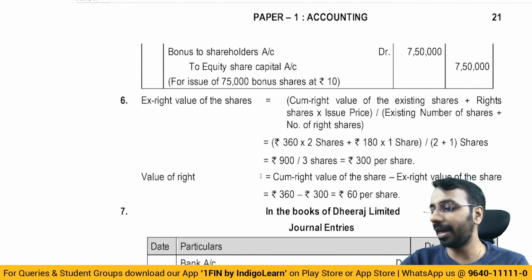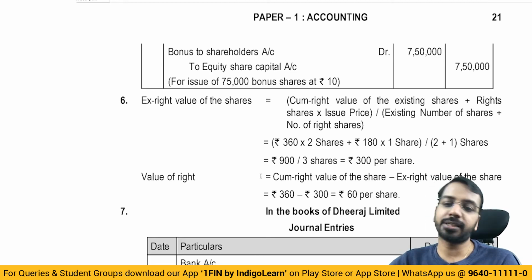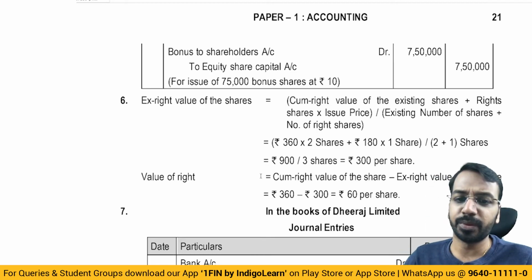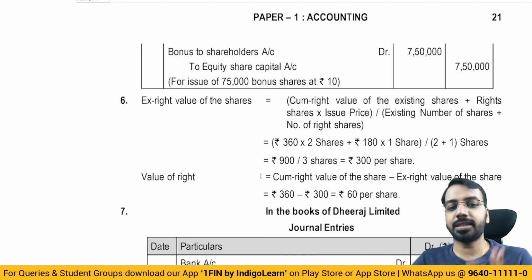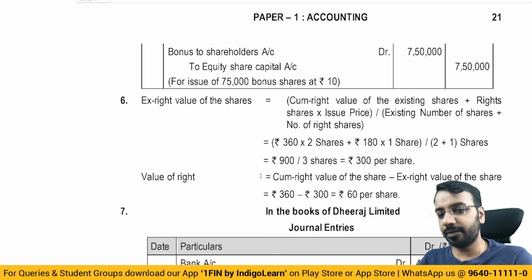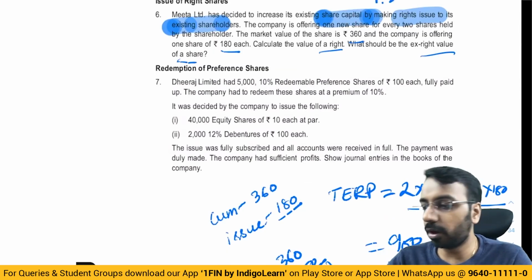Then, what is the value of right? Obviously, your cum rights price is 360. That's a very simple question for us to understand. Right? The value of the right is cum right value minus ex right value, which is 60 per share. Now, moving on to the next part.